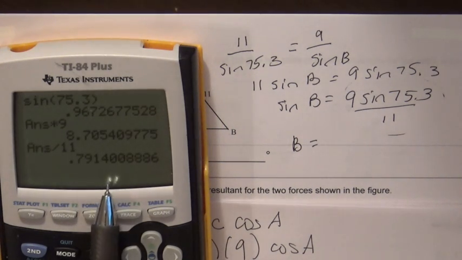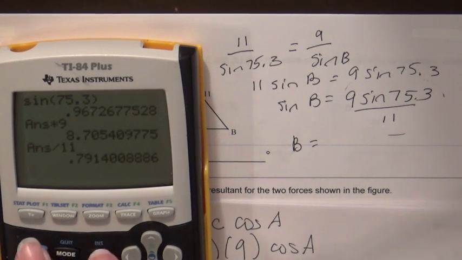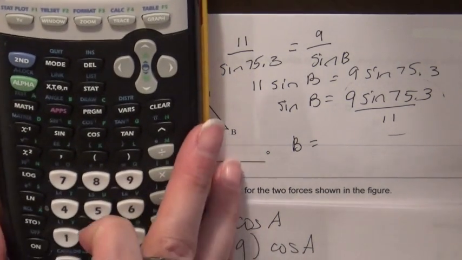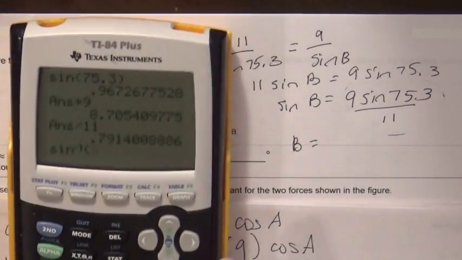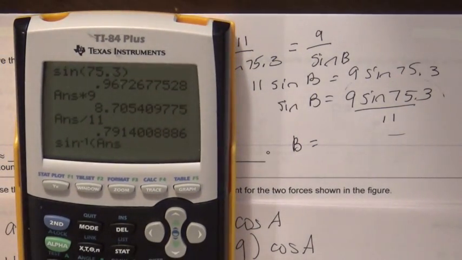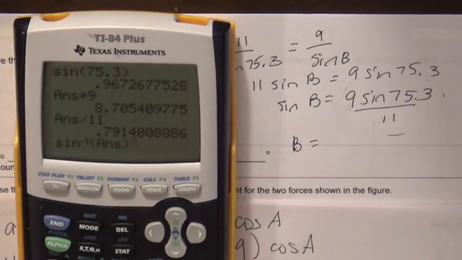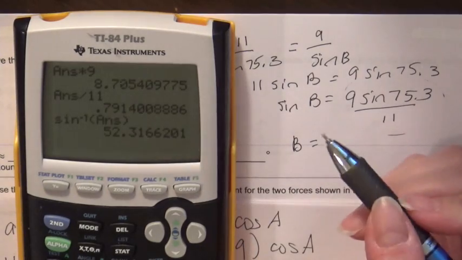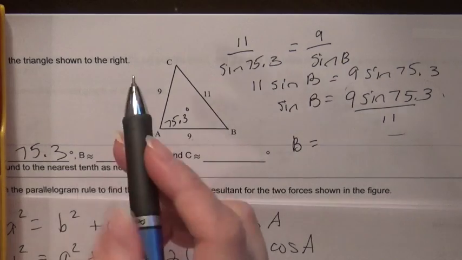I'm not going to clear anything out. And I need sine inverse of this. So I need to go second sine, and then I can go second answer, which is all the way at the bottom. This button right here, second negative key, that gets you to answer. So that'll just put in the same information that you just did. Sine inverse of second answer, enter, and we get 52.3 rounding to the nearest tenth. 52.3.